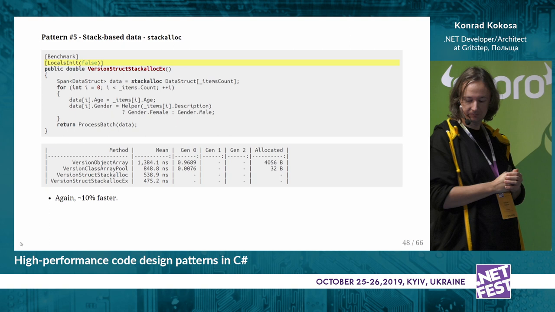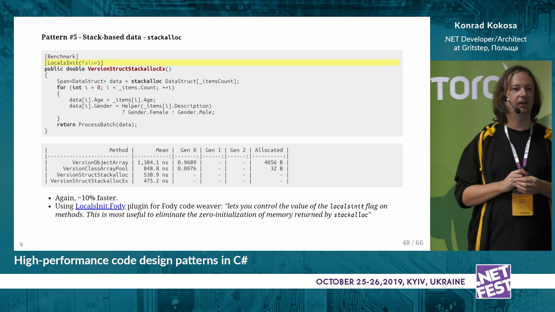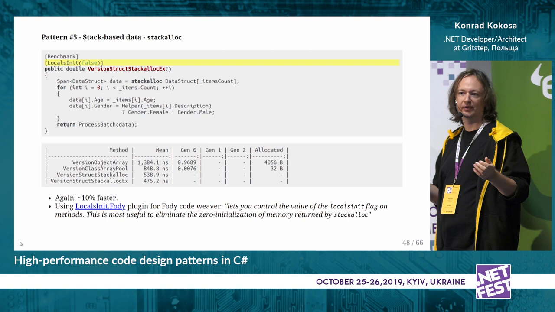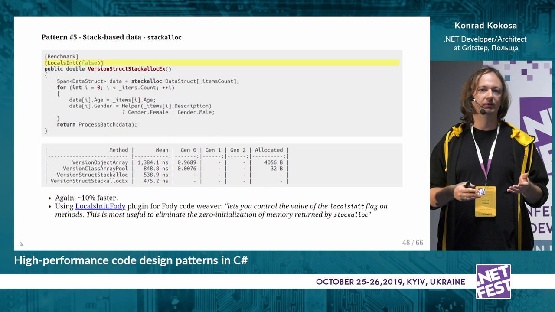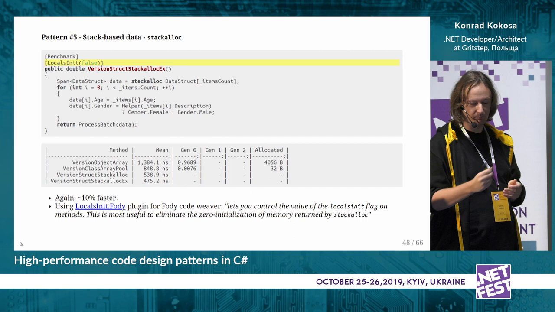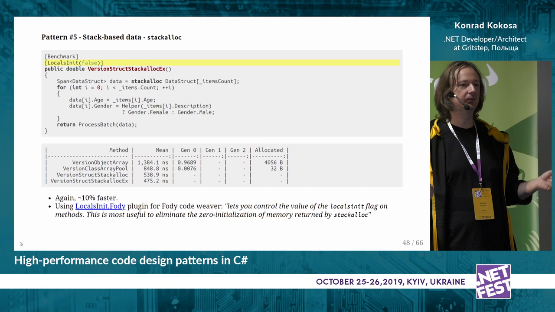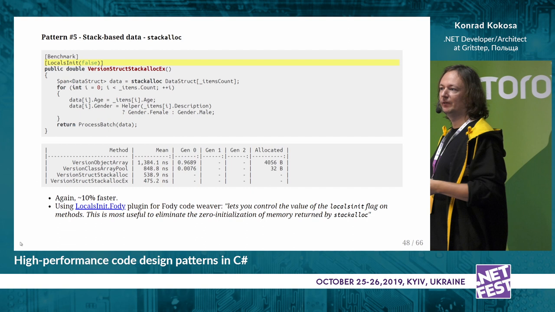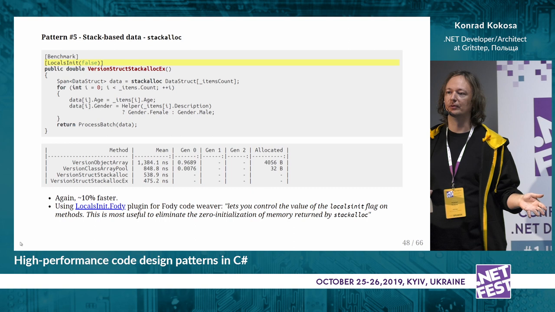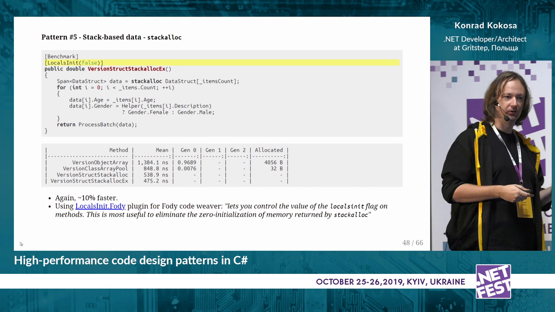And this attribute doesn't exist in .NET. But it exists in Fody. I'm not sure if you are aware of such a code weaver. It is a library, Fody, which allows you to manipulate the code on the intermediate language level. And there is a plugin, LocalsInit.Fody, which allows you to add this attribute for a particular method, and with the help of this attribute, the IL will be manipulated in a way that says I don't want to zero my memory in this method. So it is possible. But there is an ongoing process of adding such an attribute also to .NET itself, to C# itself.